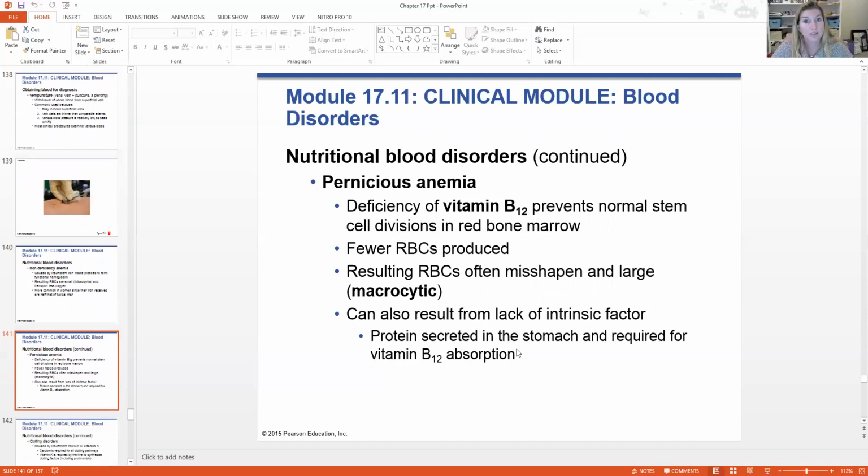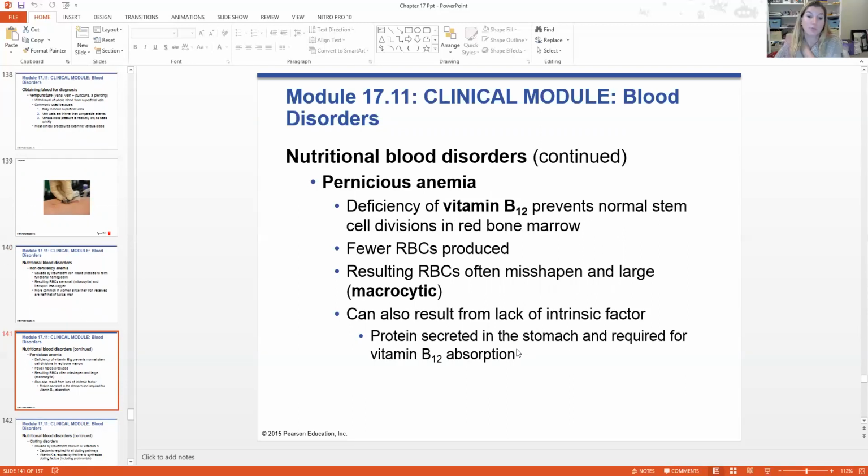There's also pernicious anemia, which is a deficiency in vitamin B12. The lack of vitamin B12 is going to prevent the normal stem cell division that happens in the red bone marrow. So then you're going to have fewer red blood cells produced. Those red blood cells can be misshapen or very large, macrocytic, the opposite of iron deficiency anemia. And this can result from lack of intrinsic factor as well.